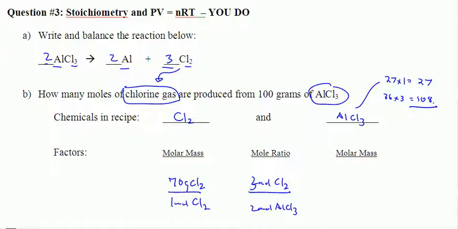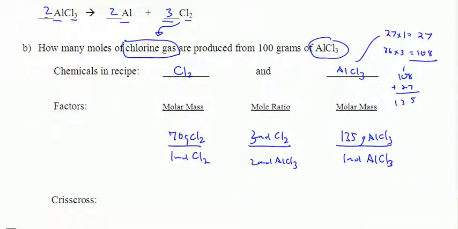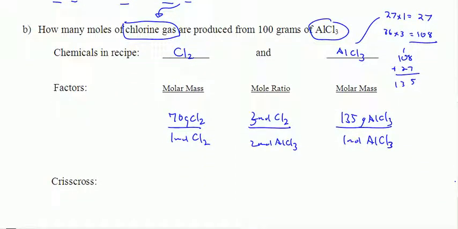128, 130. I'm so bad at math. 108 plus 27 is the same thing. So this is 8 plus 7. This is 5. 1, 2, 3. 135. 135 grams of AlCl3 for every 1 mole of AlCl3. 135.